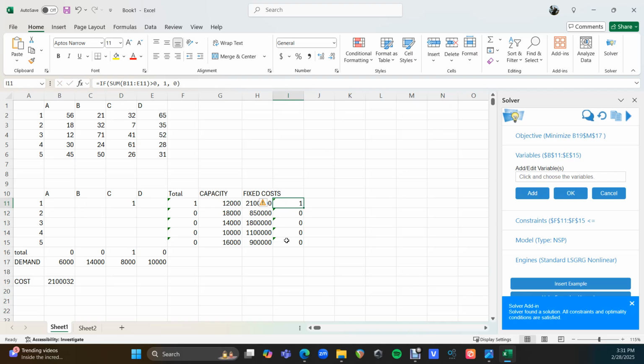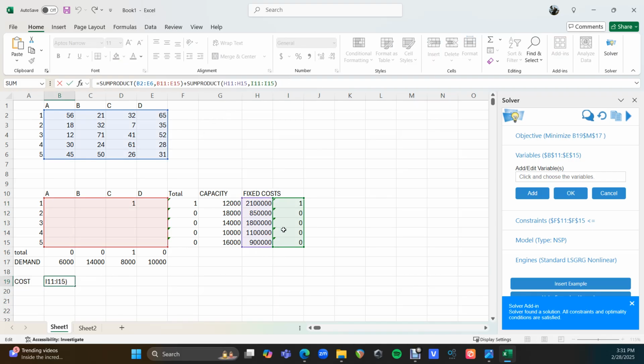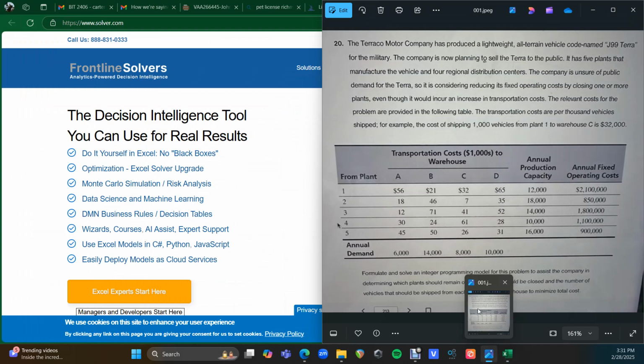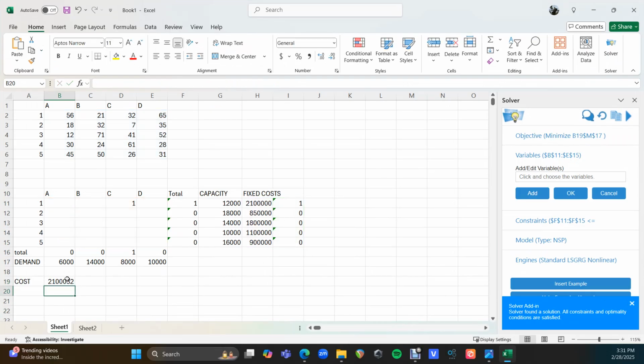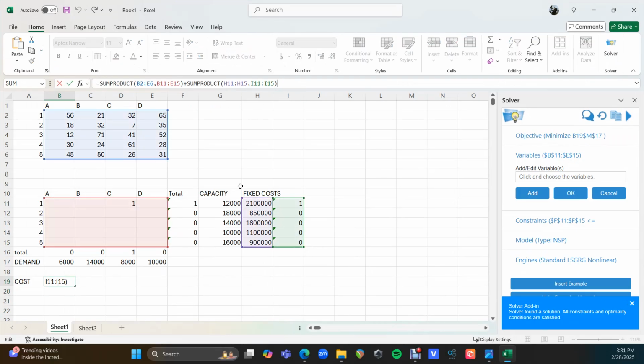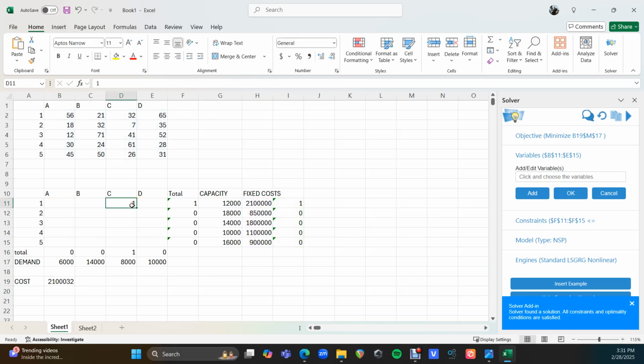Now why did I do that? Because within the cost I did a second sum product, which tells us to only count the fixed costs of the places you are leaving open. You don't need to count fixed costs for operations or buildings that you are closing down. Does that make sense? If you're trying to close a warehouse or a plant, then you don't need to count its fixed costs. That was the intent there. I don't know if that's correct, but you have to do something like that is my assumption.